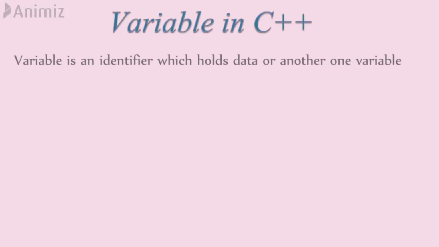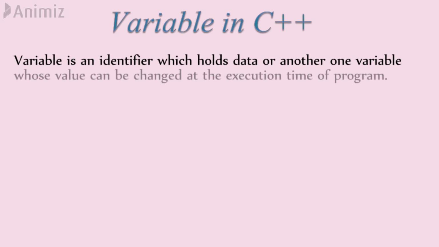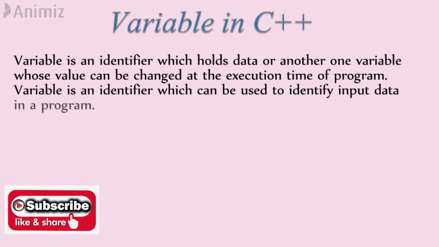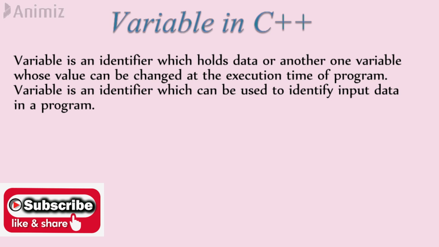Variables in C++. A variable is an identifier which holds data or another variable whose value can be changed at the time of execution. A variable is an identifier which can be used to identify which type of input data is inside the program.